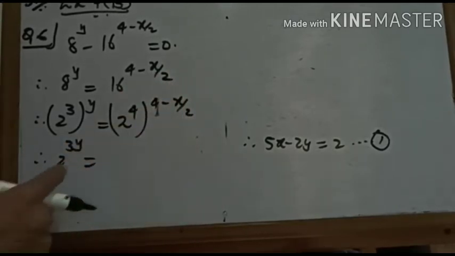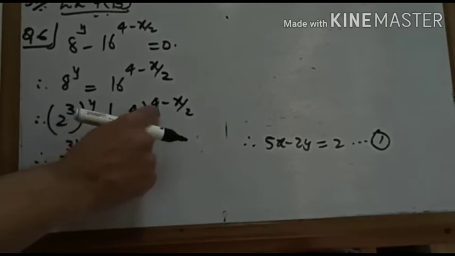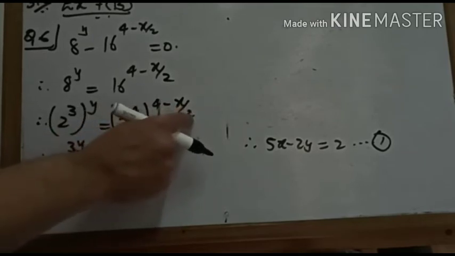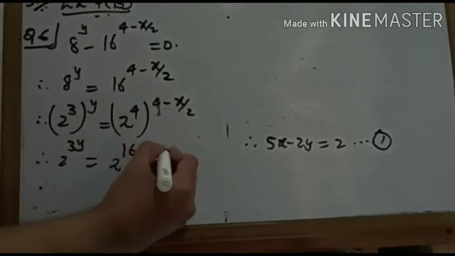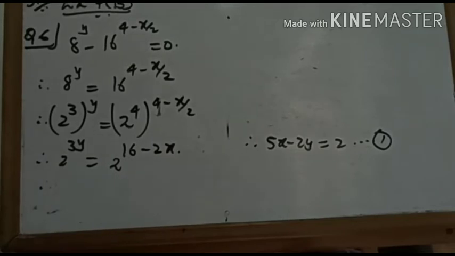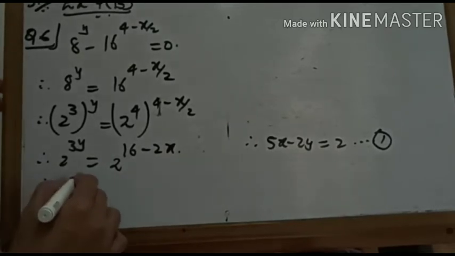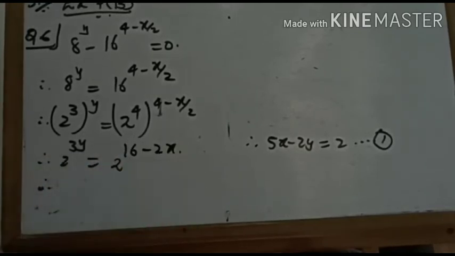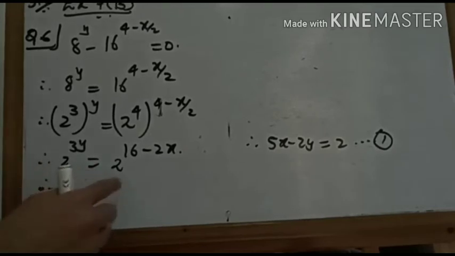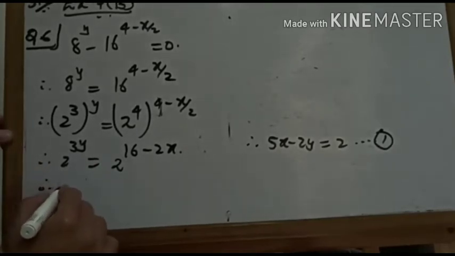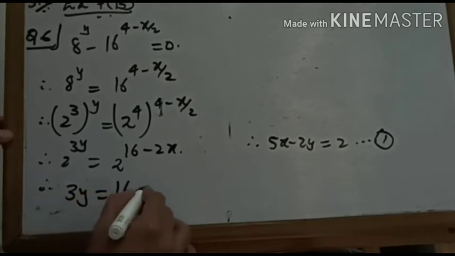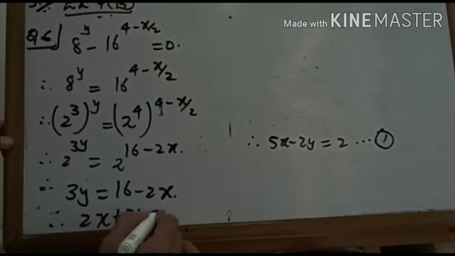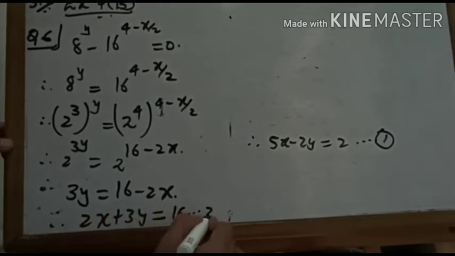Now I hope you remember that rule. This is a binomial. This 4 will multiply each of the terms. So it will be 2 raised to 16 minus 4x upon 2, so it will be 16 minus 2x. Now what I see is 2 raised to 3y is equal to 2 raised to 16 minus 2x. Now the bases are equal, so I will equate the powers. 3y is equal to 16 minus 2x. This negative 2x I am bringing here. 2x plus 3y is equal to 16. This is my equation number 2.